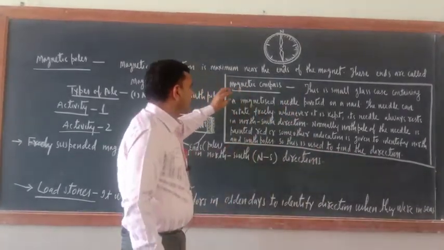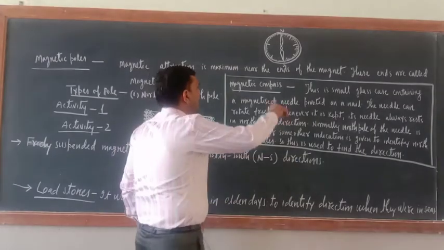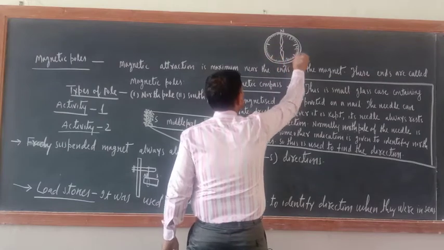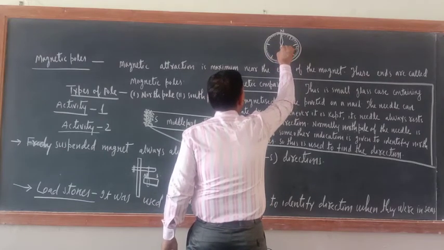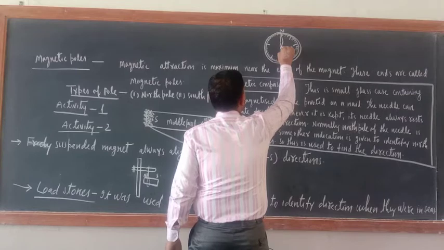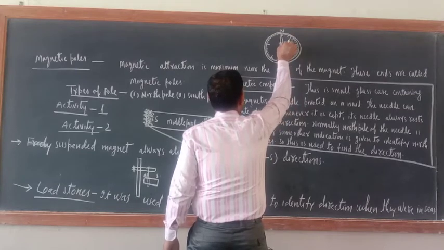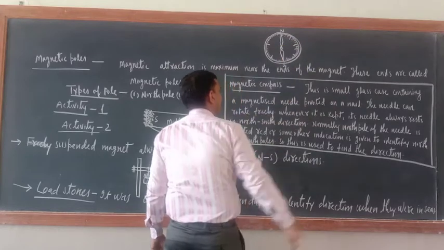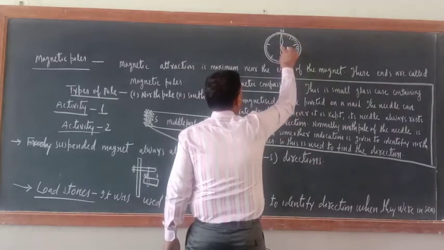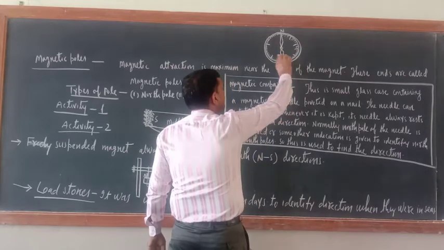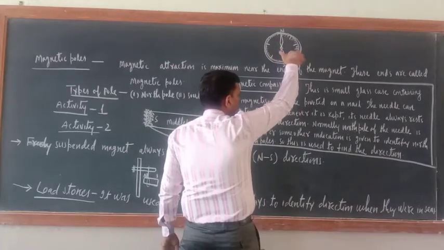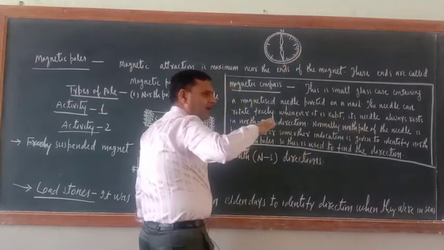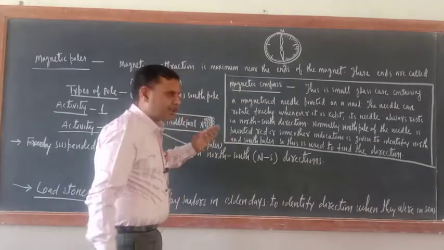Okay, so what is the magnetic compass? This is the magnetic compass. This is the glass case. And on this is an iron nail. And on this iron nail, a needle is fitted. These needles are magnetized needles. So when this small glass case is kept, the needle always rests in the north-south direction.